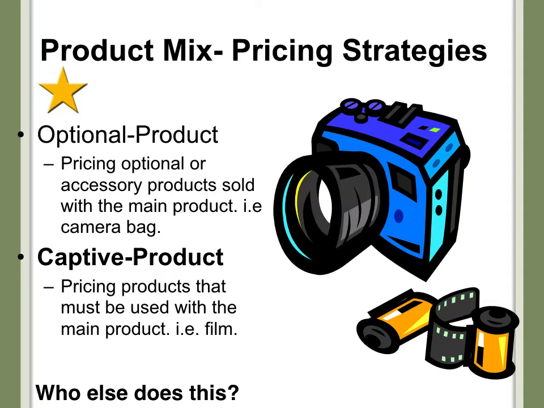So if it's a camera, this is real old school. It could be a lens cover or something like that, or it could be a tripod or whatever that goes with your camera. And then the captive product in the old days, again for a camera, would be film and development of the film.